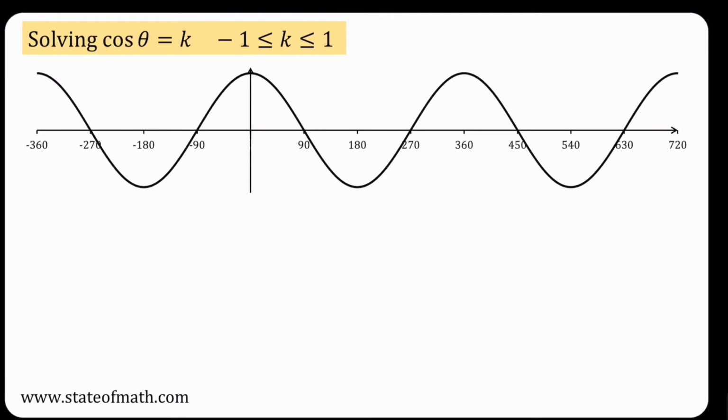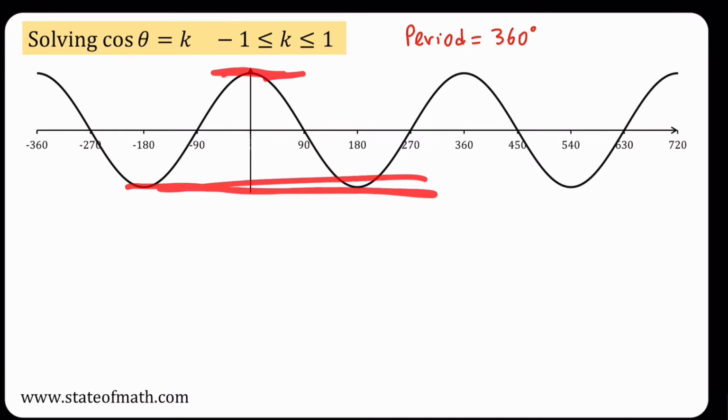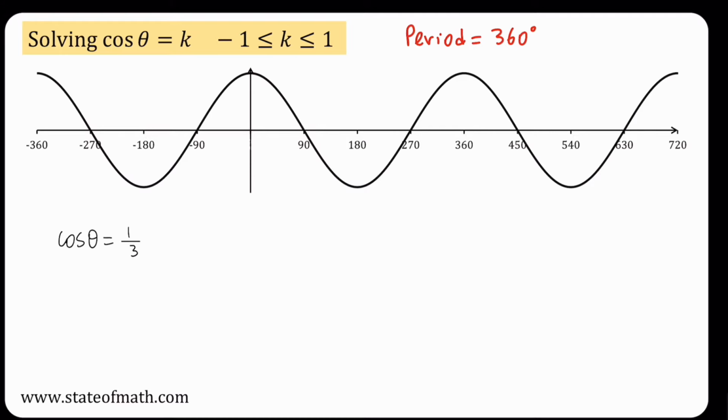Now for cos theta, it's a very similar approach. So we still have a period of 360 degrees, and we see that the wave still goes from 1 down to -1. So suppose we want to solve cos theta is a third. This simply means draw a horizontal line at a third. So we look at the points of intersection with the cosine wave. We need to determine all of these solutions here.